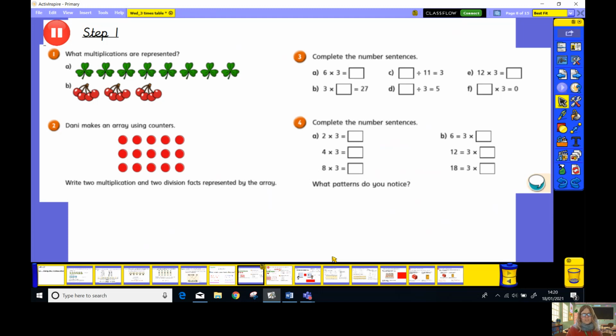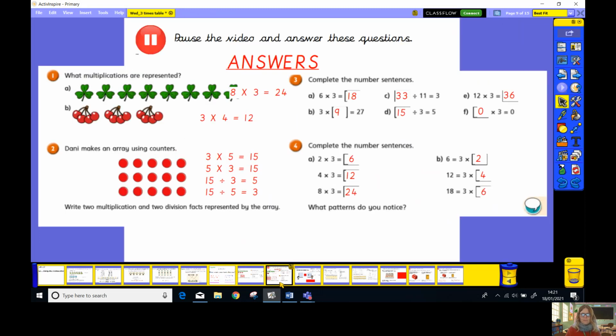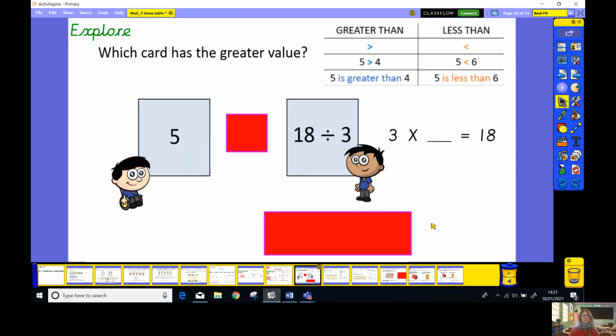Well done. Now, if you've just completed step one, don't forget to mark your work before you move on. You want to see that you're getting it correct. If you're not getting it correct, it's worth checking and going back and watching the video again to check where you're going wrong. Here are the answers for step one. Well done.